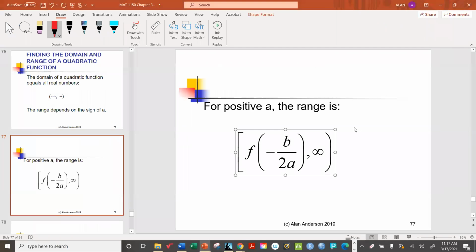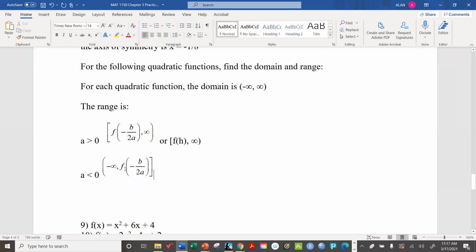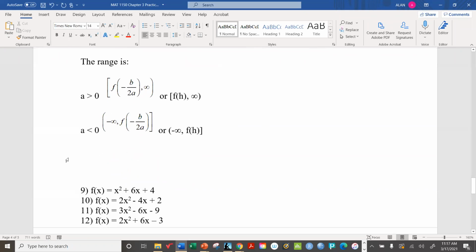And when we have a negative result or negative a, it's the same idea. It's just that you're reversing the two. And again, we note here that you could write this as negative infinity, comma, f of h. No, sorry, it's positive h. So, wow, nice.